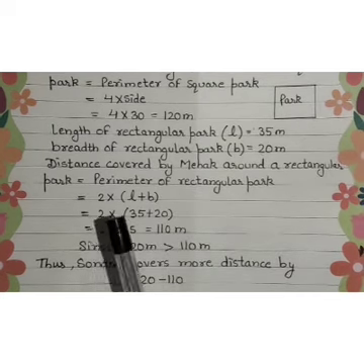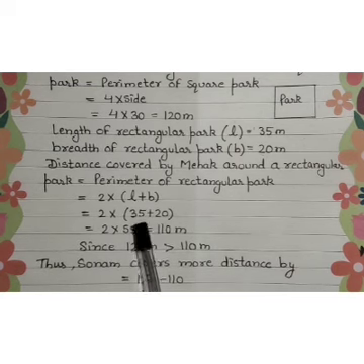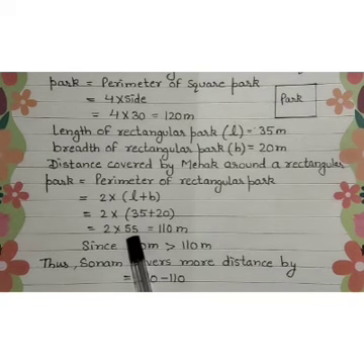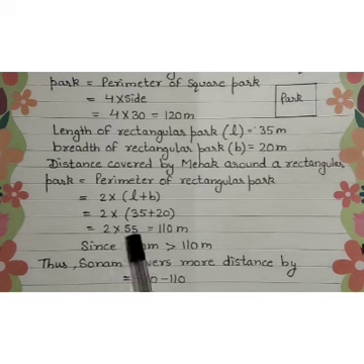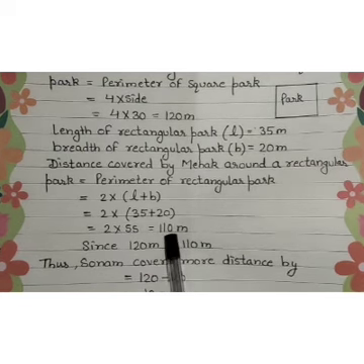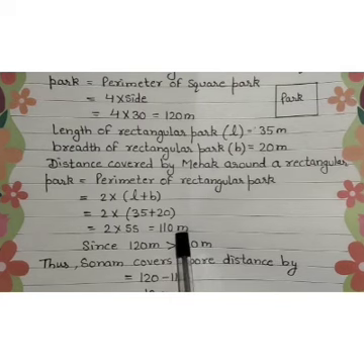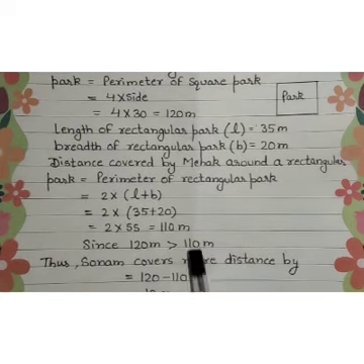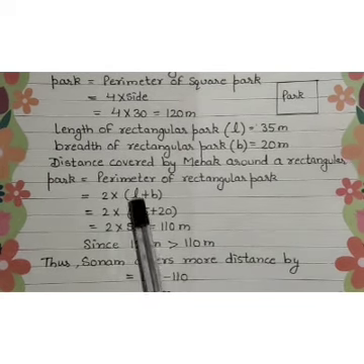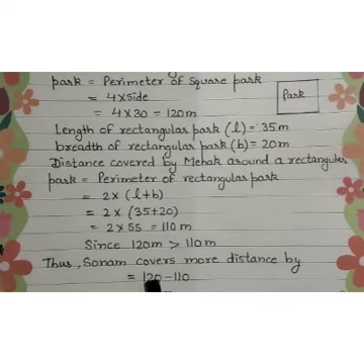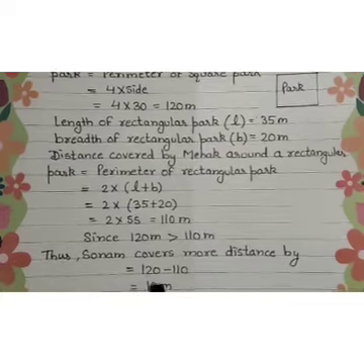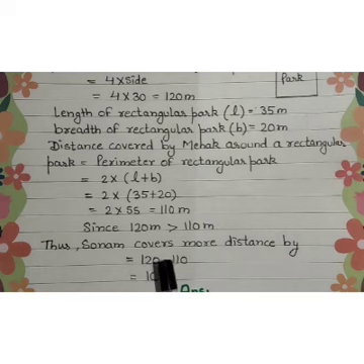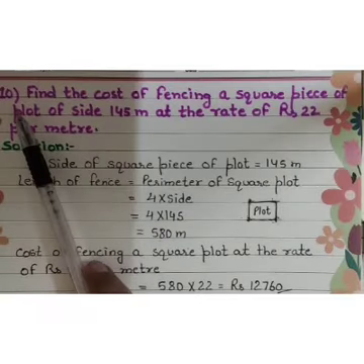According to BODMAS rule, we have to solve bracket first. So, we will add 35 and 20 and write 55 in place of 35 plus 20. After solving bracket, we will multiply 55 by 2 and get 110 meter. So 110 meter is the distance covered by Mehak around a rectangular park. Now 120 meter is greater than 110 meter. It means Sonam covers more distance. On subtracting 110 from 120, we get 10 meter. It means 10 meter will be the answer.